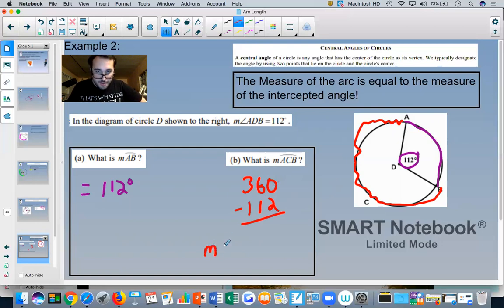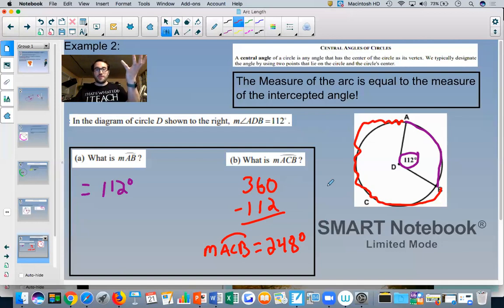I'll even write it out, the measure of ACB, I don't know why my stuff is lagging today. The measure of ACB is 248 degrees. Okay. Now, if you think about it, the red piece, if you look at our circle, the red piece is 248, the purple piece is 112 degrees. Together, if you add that all up, that's the complete circle. That's 360 degrees.